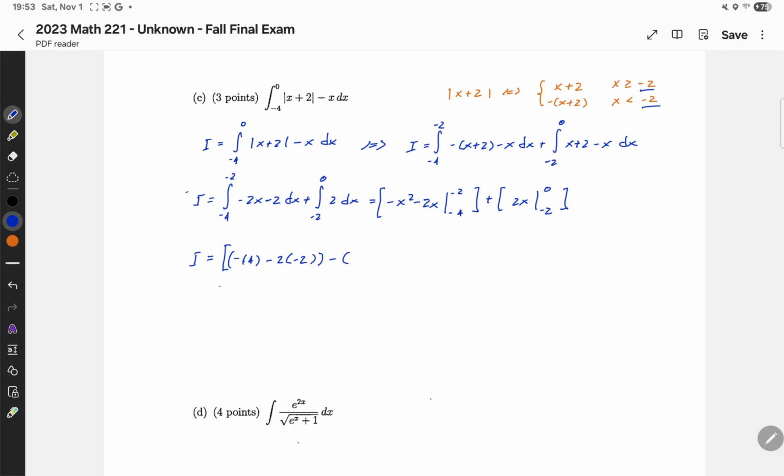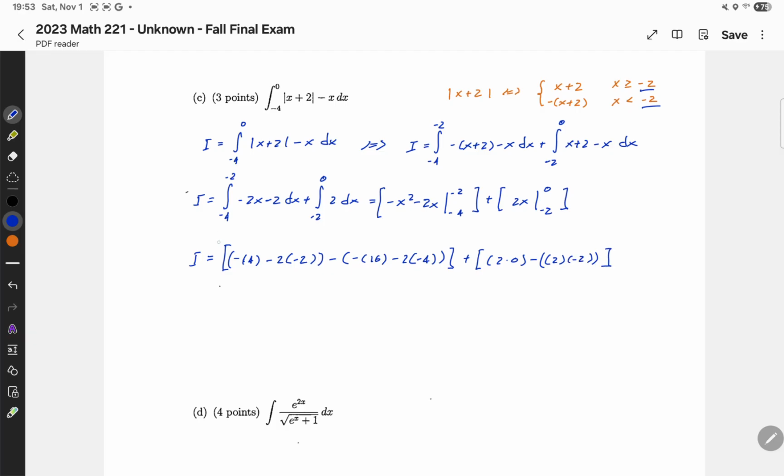Now we're subtracting from that the minus 4 portion. So this is going to be minus 4 squared is 16 minus a 2 times minus 4, just like that, parentheses. And now we're going to add to this 2 times 0, that's better, much nicer, and subtract from that a 2 times a minus 2, just like that.